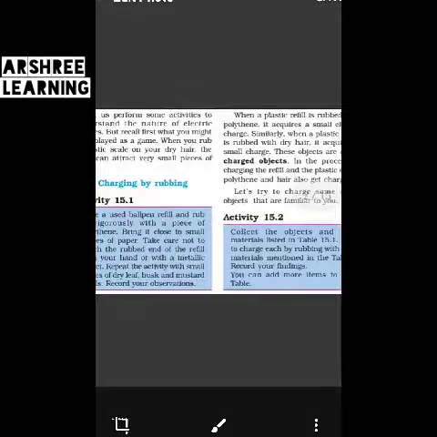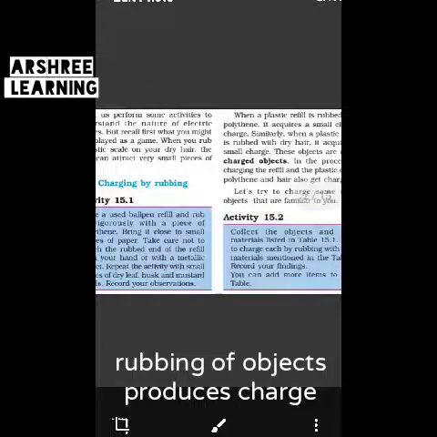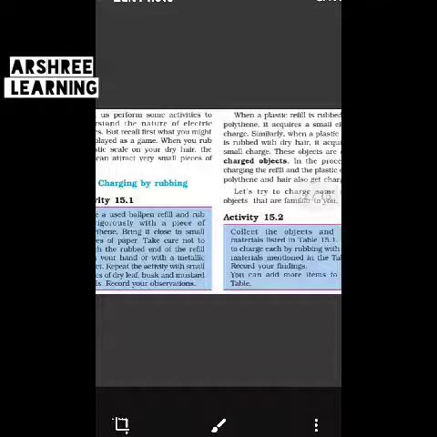Now there are two activities mentioned here. Here we are reading that let us perform activities to understand the nature of electric charge. You might have seen that when you rub a plastic comb on your dry hair, it attracts pieces of paper. Now how does this happen? Charging by rubbing. So there is an activity given here.